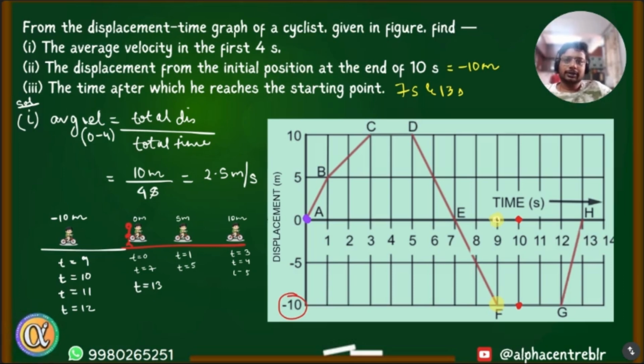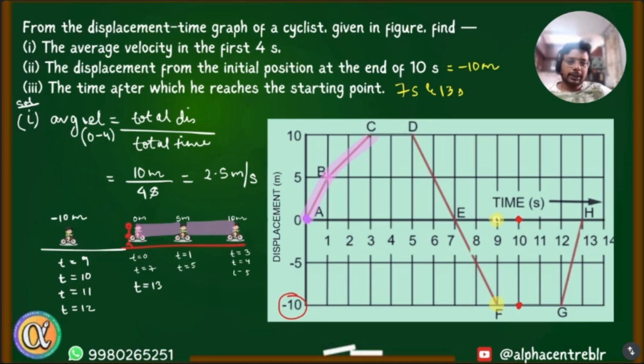I didn't understand the minus 10. Where do you get that? See, generally in most questions the displacement-time graph is given in the first quadrant, above the x-axis. But in this case, after 7 seconds the displacement started becoming negative. From A to B, it's going far away, 5 meters. B to C, it goes further, 5 meters.